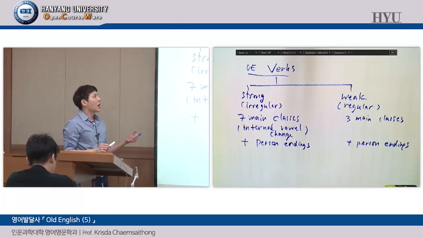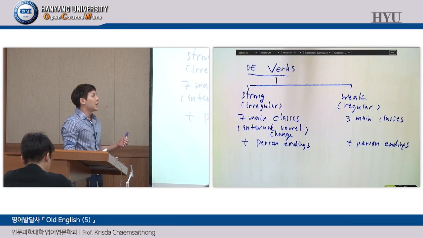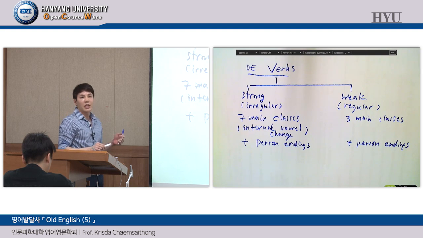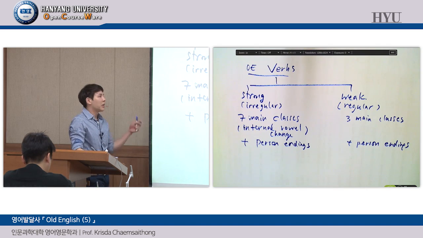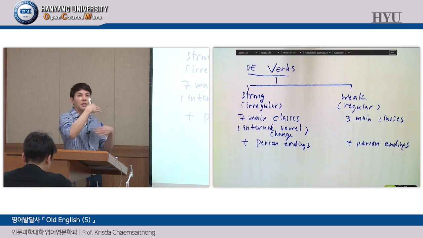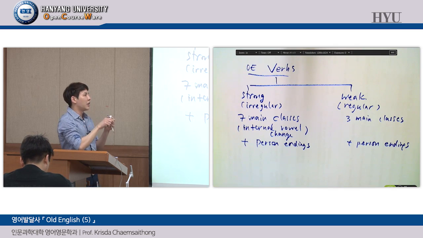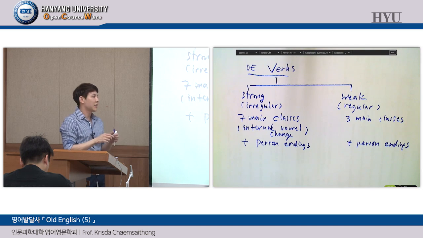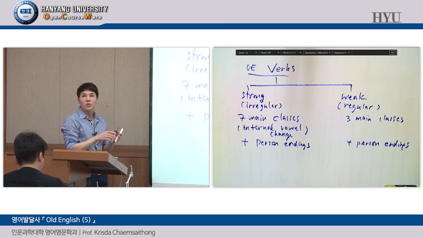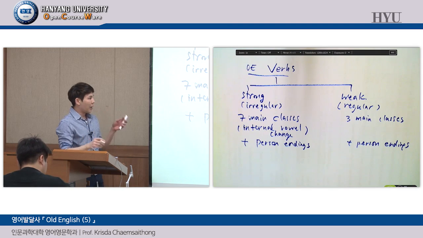So strong verbs are irregular verbs, right? Meaning that when you conjugate them, when you change them into the past tense, you have to have internal vowel change somewhere, right? And there would be different patterns, 7 main patterns, right? That's why we say there are 7 main classes of strong verbs, right? Because we have 7 main patterns, and then you might have minor patterns within each class, right? And weak verbs do not show that internal vowel change when you conjugate them into the past tense or the past participle, right?